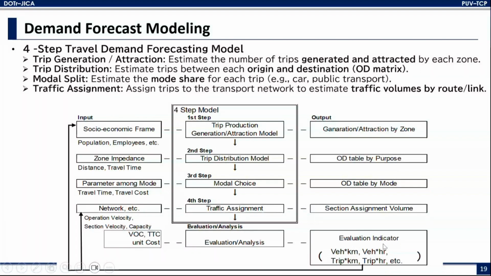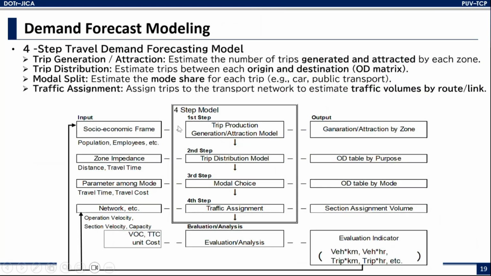Four-step travel demand forecasting models can be classified into the first step, trip generations and trip attractions. And the second step is the trip distribution model. And the third step is the modal split, modal choice model. And the fourth step is the traffic assignment model.